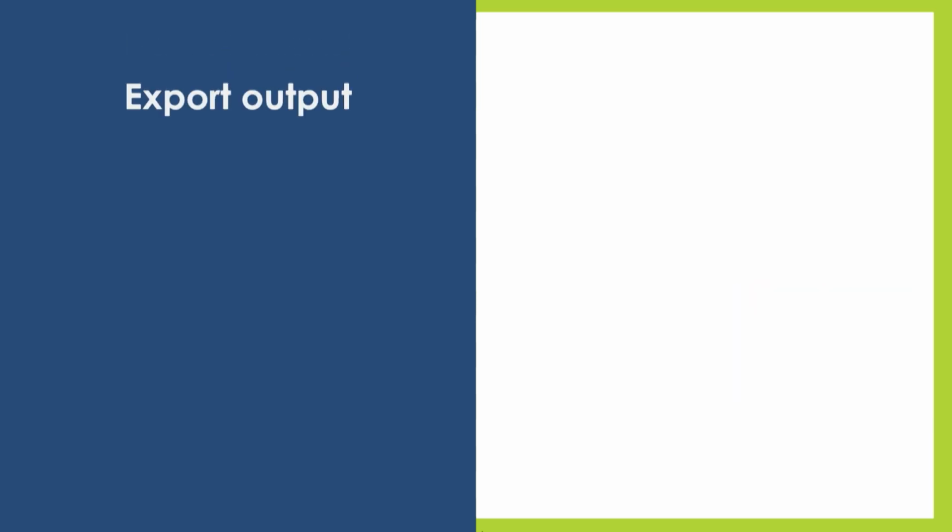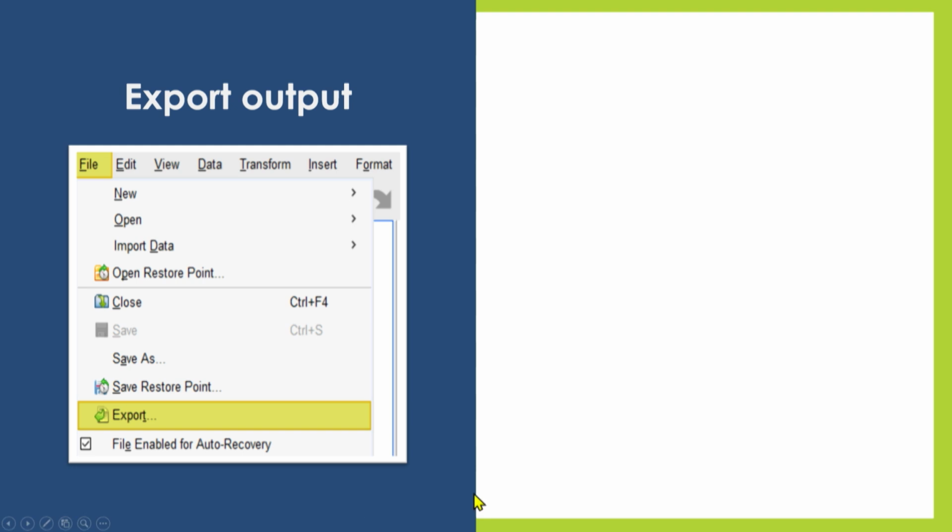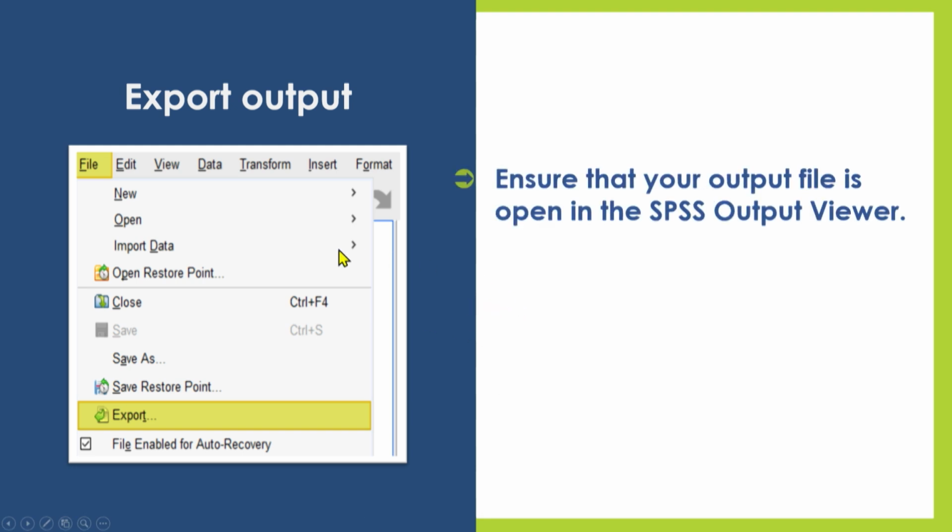Export the output. Whenever you perform the analysis in the SPSS package, you have to export the output into your comfortable format. Here we may go to the options, File and click Export. It ensures that your output file is open in the SPSS output viewer.